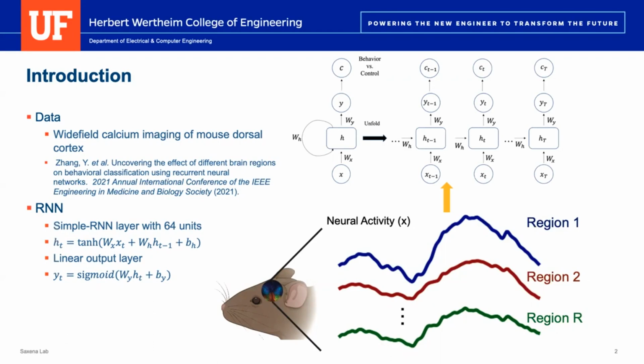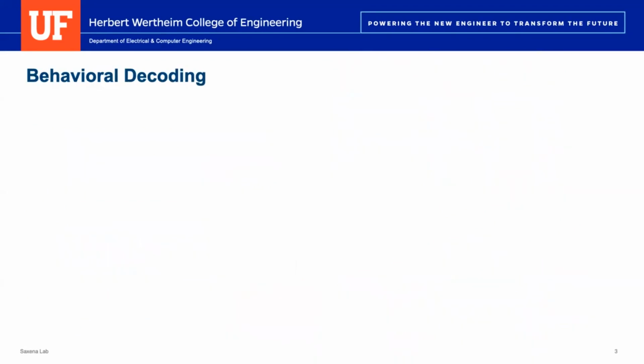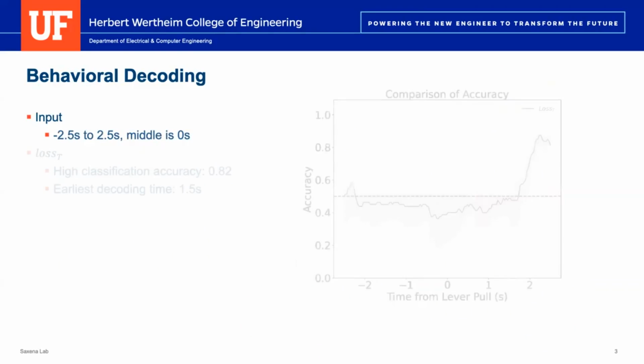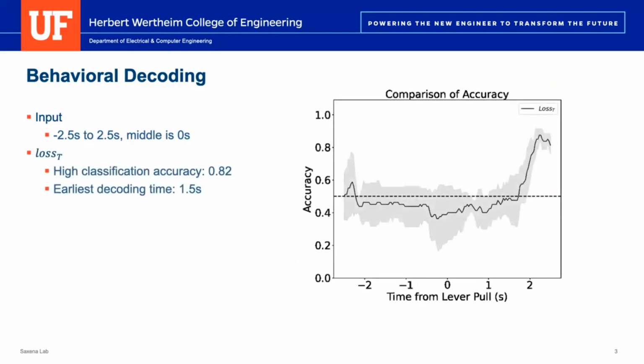For training our RNN, we use a binary cross entropy loss function, and we started by exploring two common loss functions. One is a loss at the final time step capital T, and the other uses the loss at each time step, where we calculate the sum of the loss across time. We centered our trials at the lever pull, using the loss function at time T. We achieve a high decoding accuracy of 0.82. However, this network can only decode the behavior 1.5 seconds after behavior initiation.